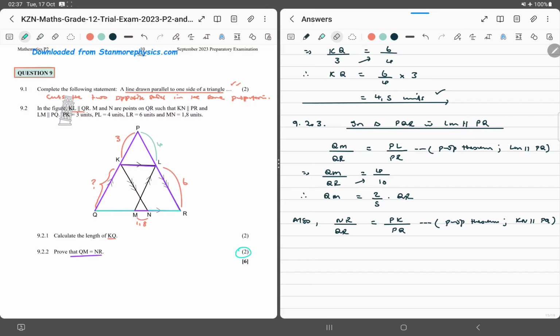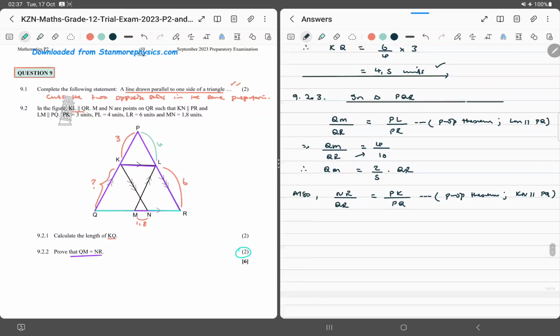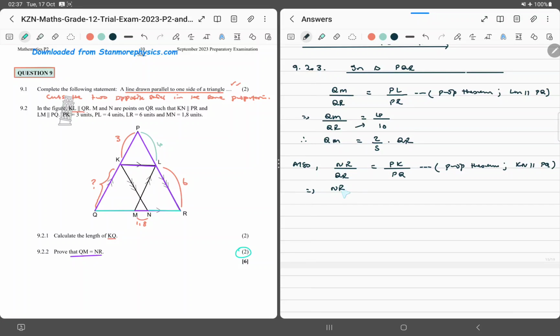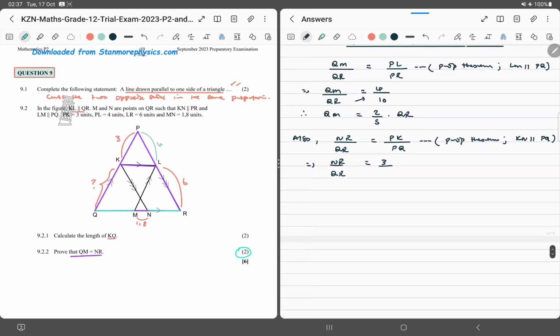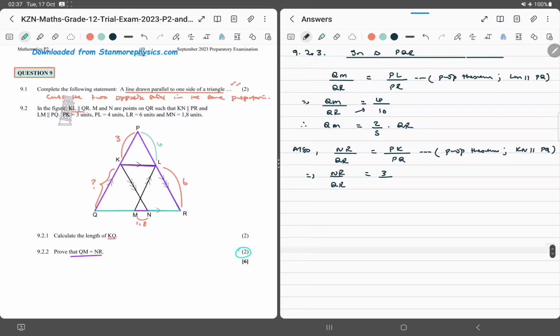Can you see? Maybe let's remove this here. It's going to cause havoc. It's bad information. Okay, so let's see. We are trying to find NR here. NR over QR is equal to PK, which is 3, over PQ. PQ, remember we found it to be 4,5, so it's going to be 4,5 plus 3, so that's going to be 7,5. Then we just cross multiply, so we can say therefore NR is equal to 3 over 7,5 times QR.